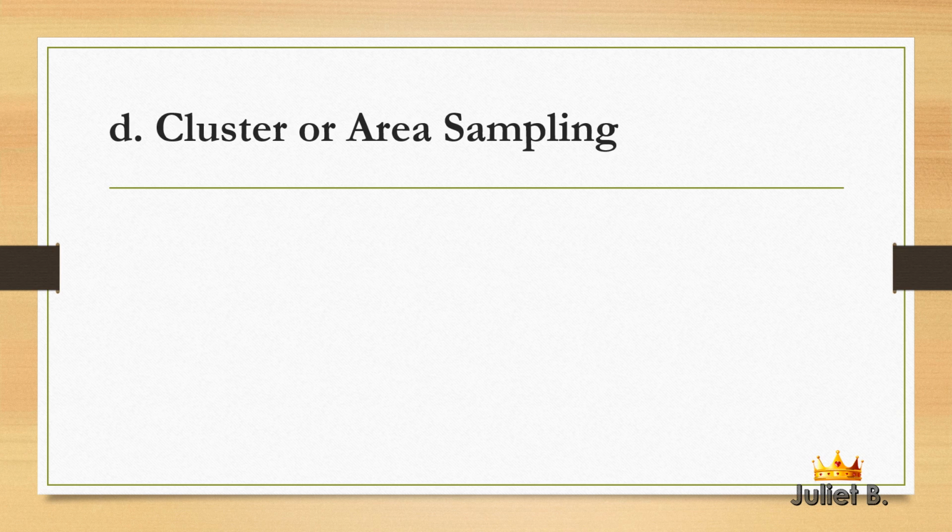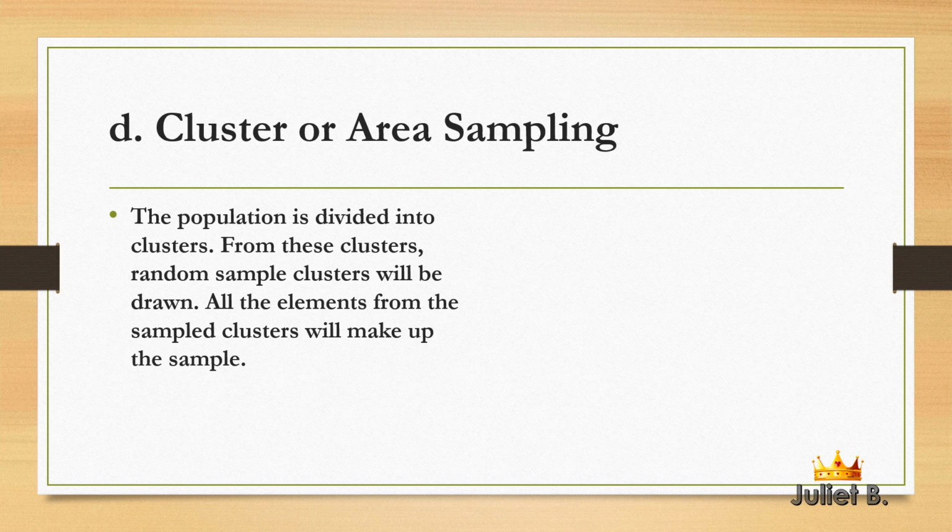Yung last na type ng random sampling under probability sampling ay cluster or area sampling. Ito naman, the population is divided into clusters. From these clusters, random sampling clusters will be drawn. All the elements from the sampled cluster will make up the sample.